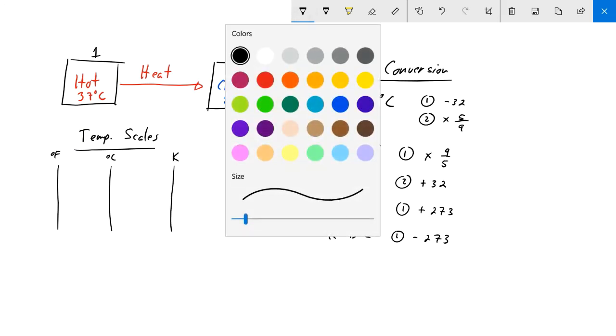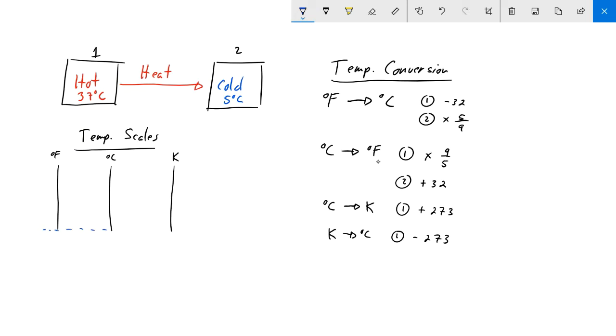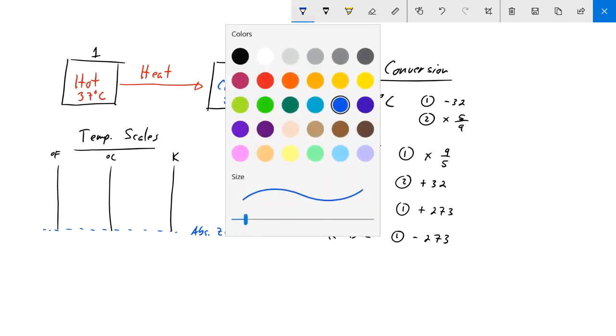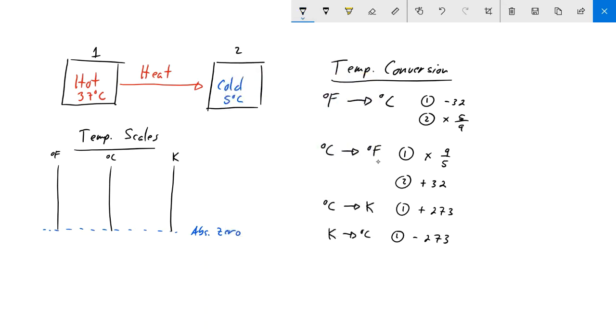then the bottom temperature, all the way like this would be absolute zero. So that is the bottom of the temperature scale. So what numbers correlate to that on these scales? Well, for Kelvin, it's just zero. For Celsius, it's negative 273 degrees Celsius. And then for Fahrenheit, it's negative 459 degrees Fahrenheit. And I'm not putting the degrees here because it's indicated on the top of the scale.